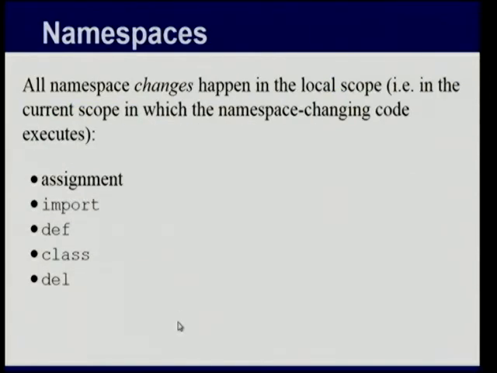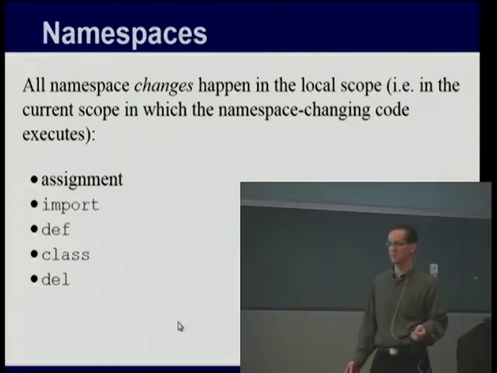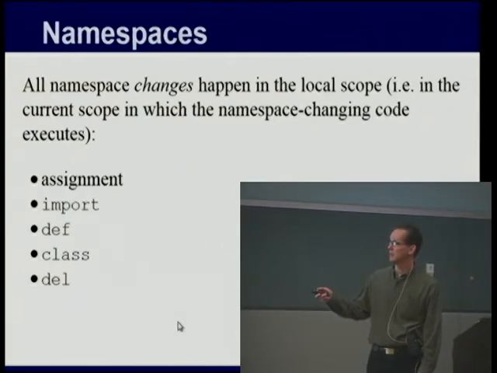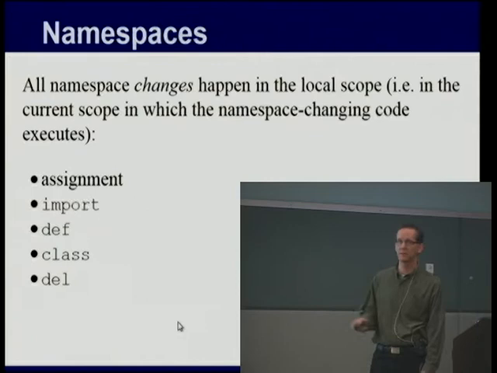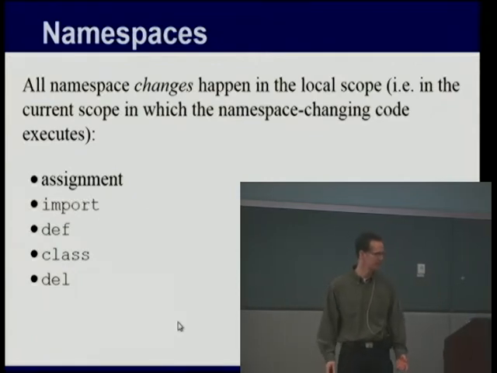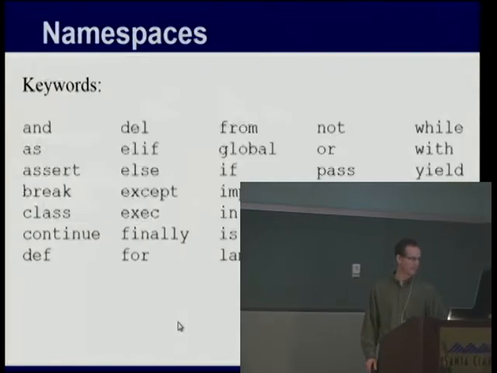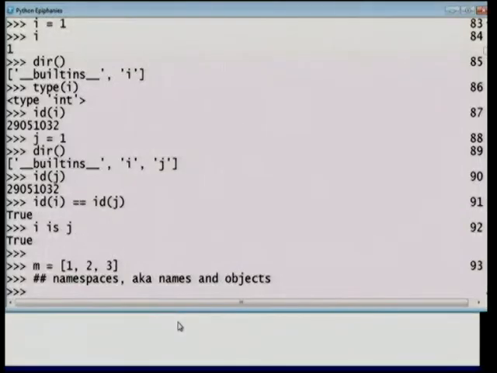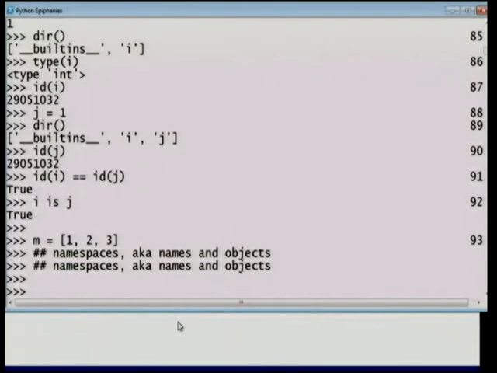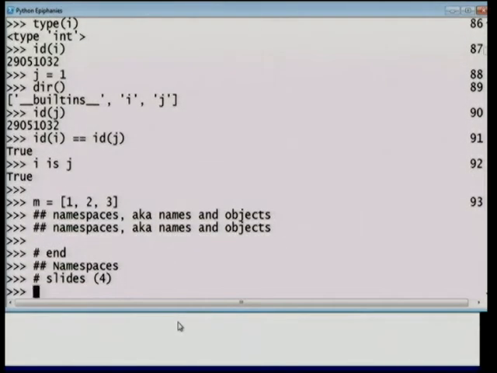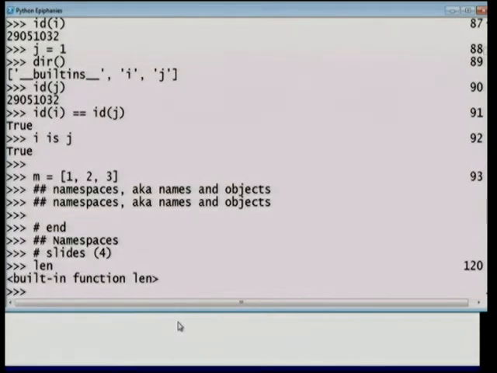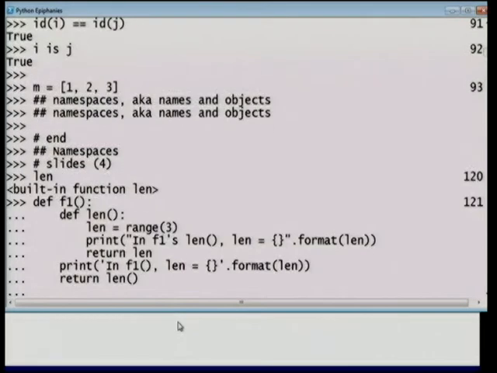Here are the 5 ways you can change a namespace in Python. Assignment, which you've seen, a equals 1. Import, def to create a function, class to create a class, and del, which removes an item from a namespace. Well, that's one of the things it does. Okay? Let me show you the namespace. Yeah, I got those. So len is a built-in function.